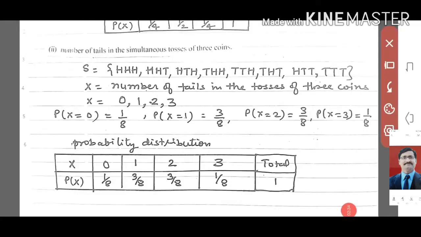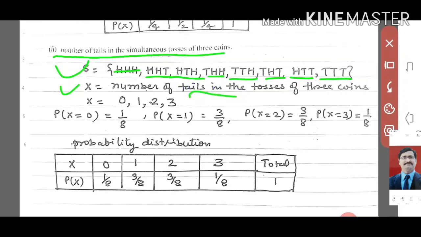Thank you. Now look here, we will do question number 2. Number of tails in the simultaneous tosses of 3 coins. When we toss 3 coins, we have the sample space: head head head, head head tail, head tail head, tail head head, and so on up to tail tail tail. Look here, what is capital X? Capital X is the number of tails in the tosses of 3 coins. So you have to find out the number of tails.